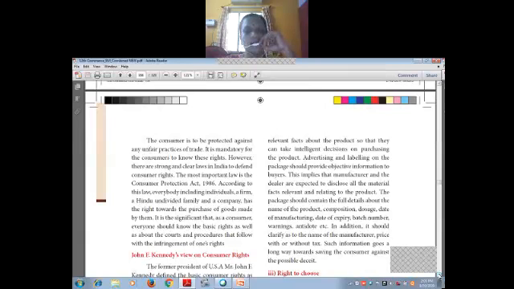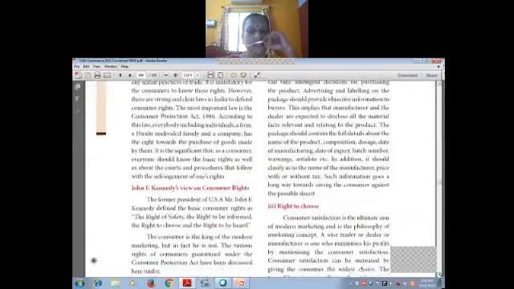The package should contain the full details about the name of the product, composition, dosage, date of manufacturing, date of expiry, batch number, warning, antidotes, etc. In addition, it should clarify the name of the manufacturer and the price with or without tax. Such information goes a long way towards saving the consumer against a possible risk. See, the consumer has all the rights to check all those things, whether the details about the product, the expiry date, the batch number, and the manufacturing date are mentioned. Everything we have to check, and then only we should buy the product. That right we are having.